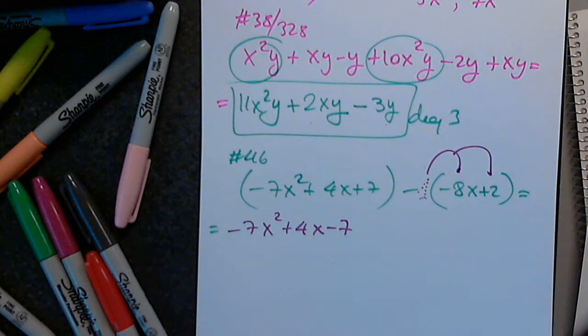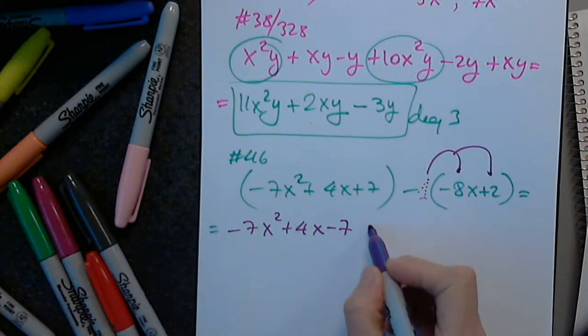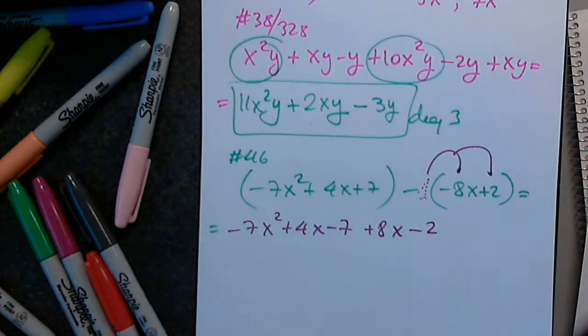Can anyone tell us what to write next? 8x minus 2. A sign first. Oh, plus. Very good. Plus 8x minus 2. Do we all agree with plus 8x minus 2? Very good. Now, I have to establish the degree.